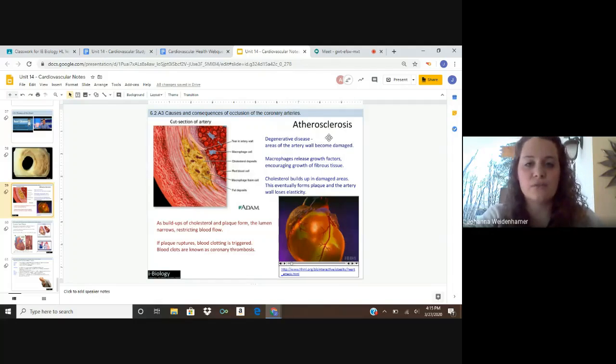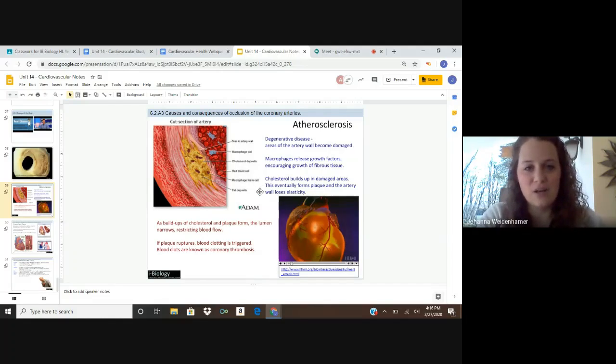So atherosclerosis is a degenerative disease, that's a big one, degenerative disease, and areas of the artery wall become damaged. So if you look at the picture over here, this is a cut section of an artery. So you can see that the artery wall is becoming damaged with this cholesterol buildup, and there's buildup within the walls of the arteries.